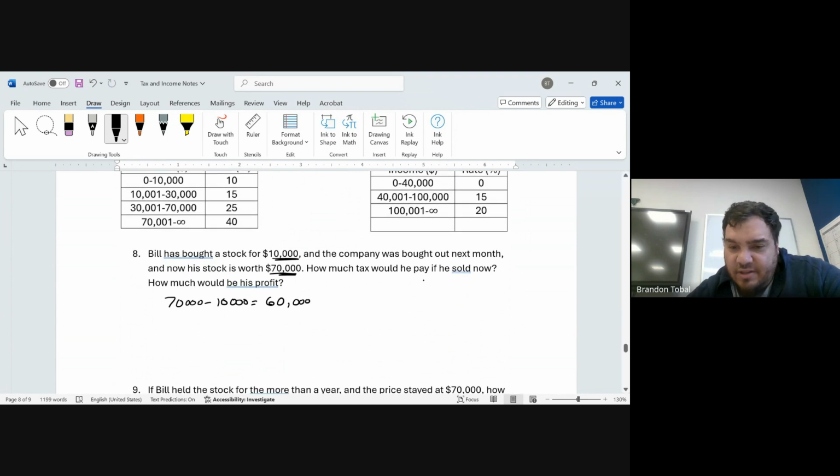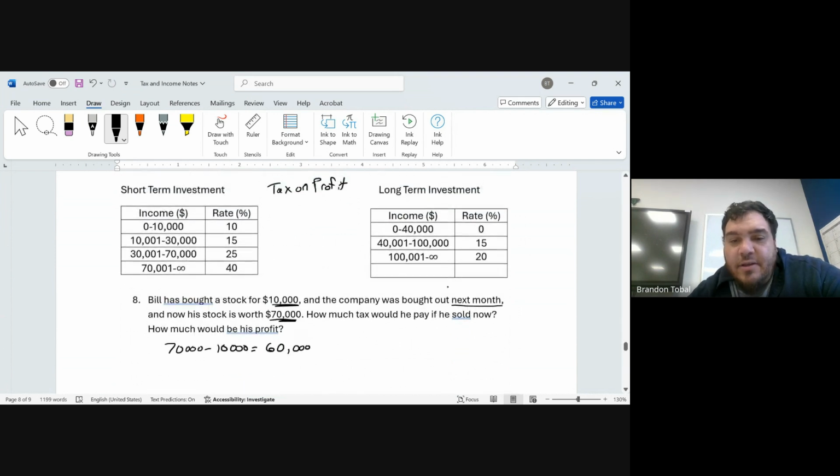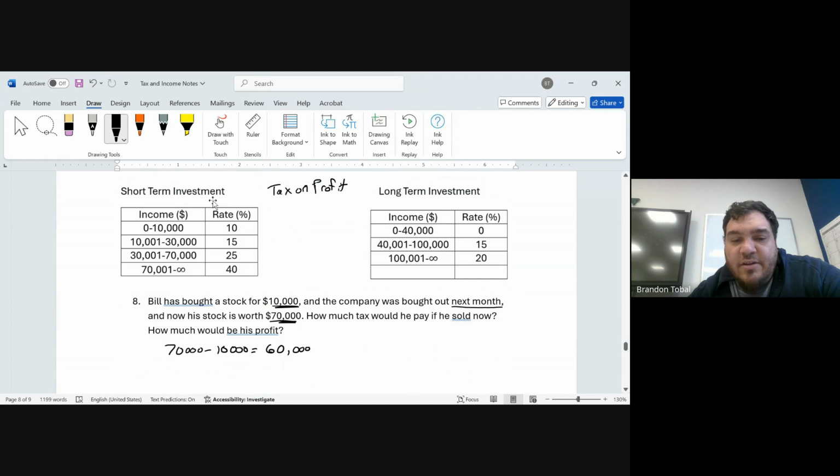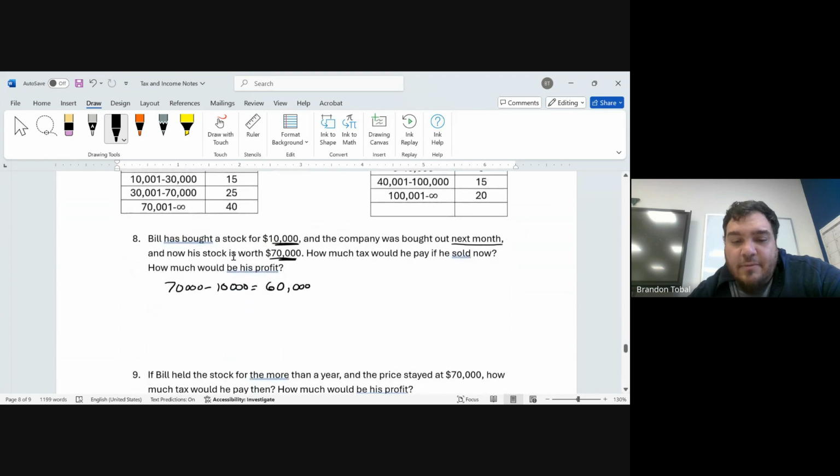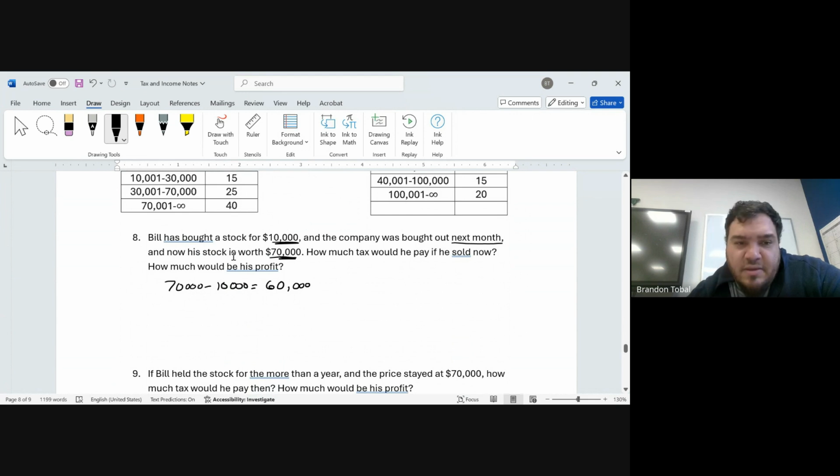In this question, it looks like it was bought out next month, which is less than a year. Long-term investment is more than a year. Short-term investment is less than a year. So since it's less than a year, we're going to use the short-term bucket. So 60K.